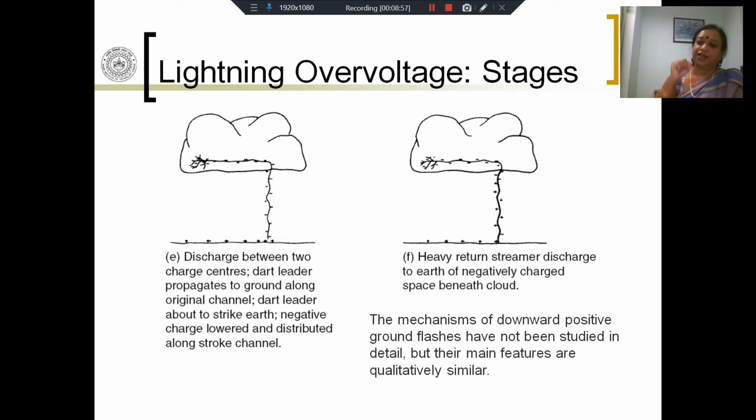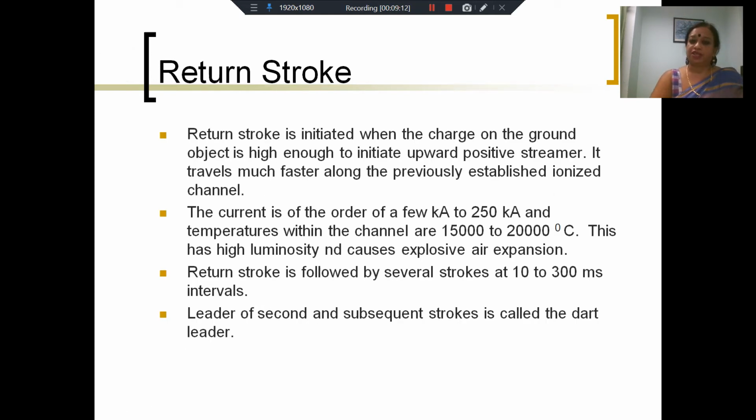So the lightning initiates from the cloud. However, the return stroke always comes from the ground. In this case, the lightning initiates from the cloud and the return stroke initiates from the ground. Return stroke always initiates from the ground. The return stroke is initiated when the charge on the ground object is high enough to initiate an upward positive streamer. So once the pilot streamer reaches very close to the earth, and the gap distance between the pilot streamer and the earth is very small, the field is extremely high, and that is when the return stroke is initiated.